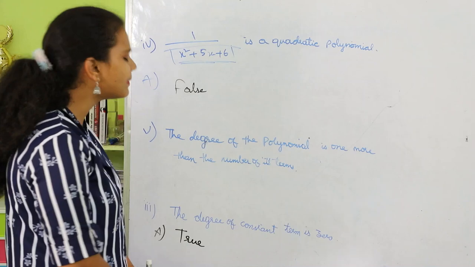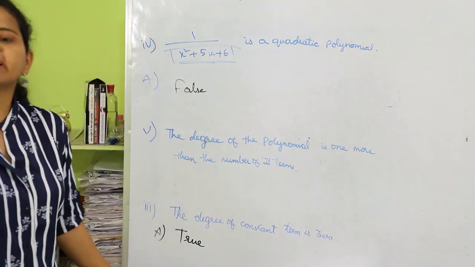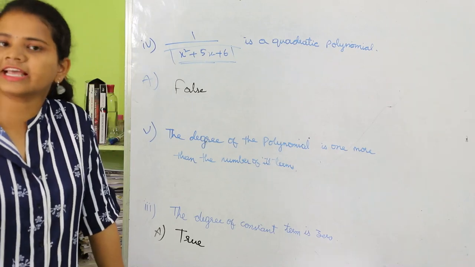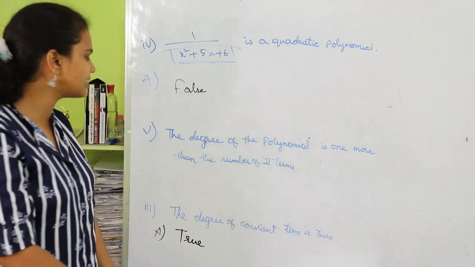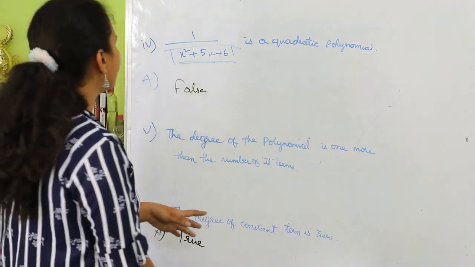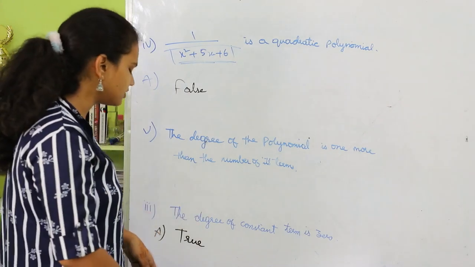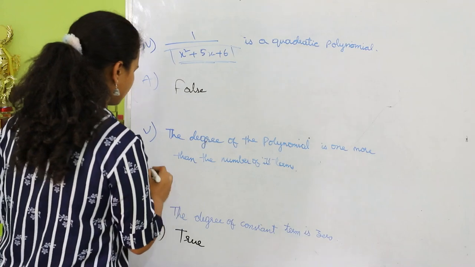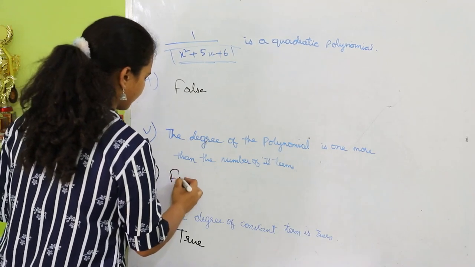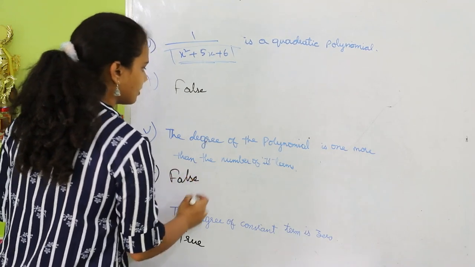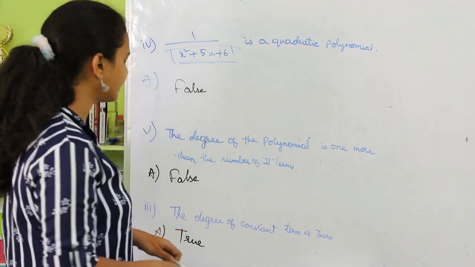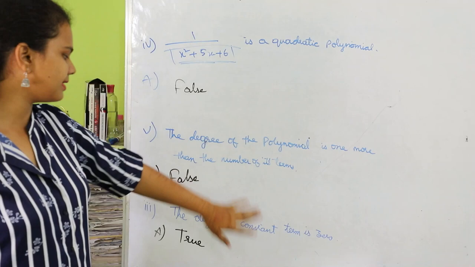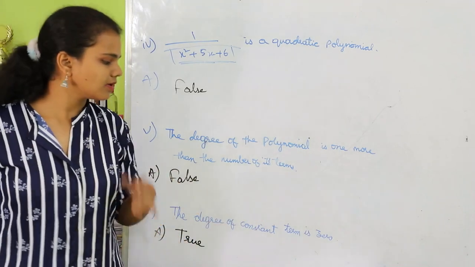Therefore the statement is false, because the degree is not connected to the number of terms. So the degree is not connected to the number of terms. Thus the statement that the degree of a polynomial is 1 more than the number of its terms is false. This is not connected to the number of its terms, right? So the given statement is false. Clear? So this is what the second question is.